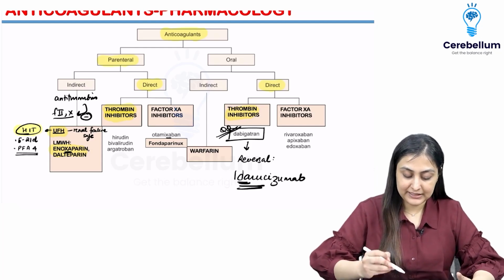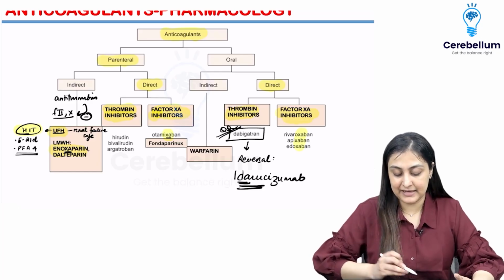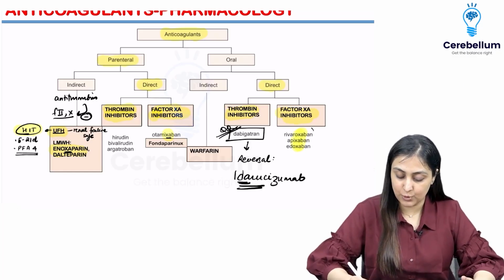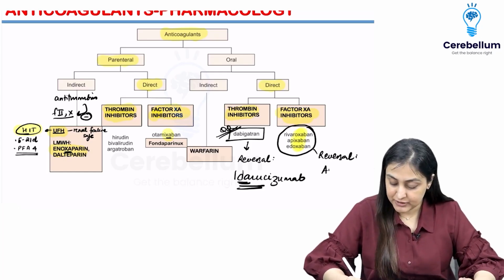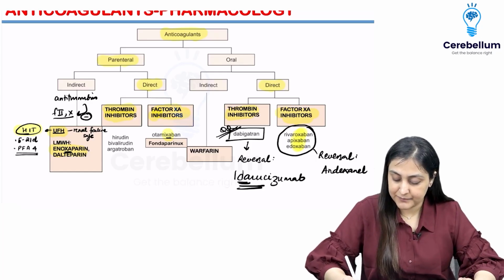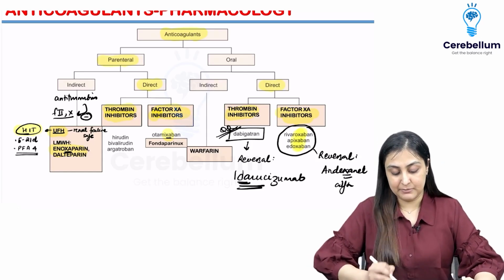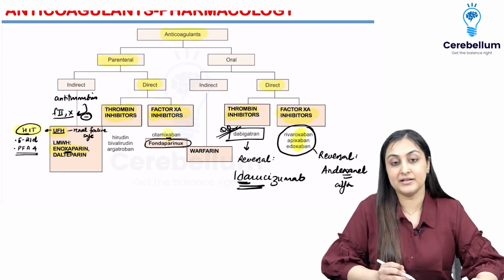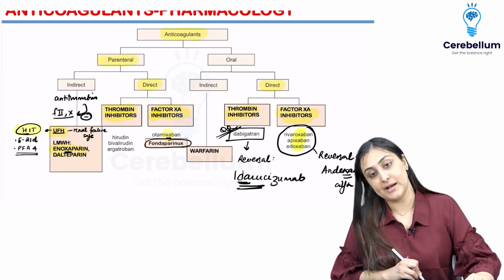On the other hand, factor 10A inhibitors are going to have Xa in their name. Otamixaban is the only parenteral one. Otherwise, most of these are oral ones. And what is the reversal agent or antidote for this? It is going to be andexanet alfa. Here also you have Xa in the name. Okay, so this is about factor 10A inhibitors. Also remember, there is a synthetic form of heparin in which almost all of the action is 10A inhibition. I've added it here, that is fondaparinux.